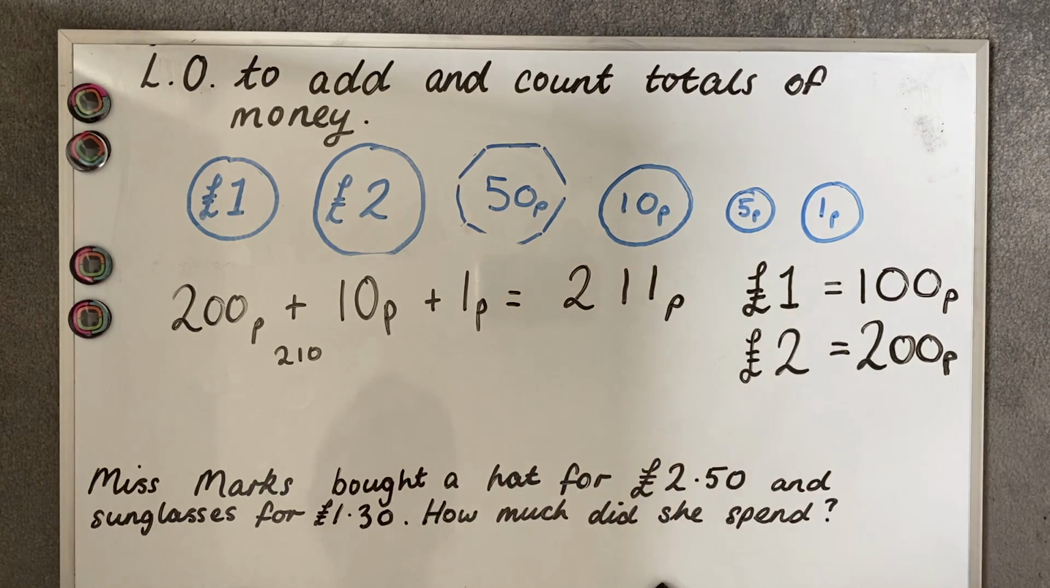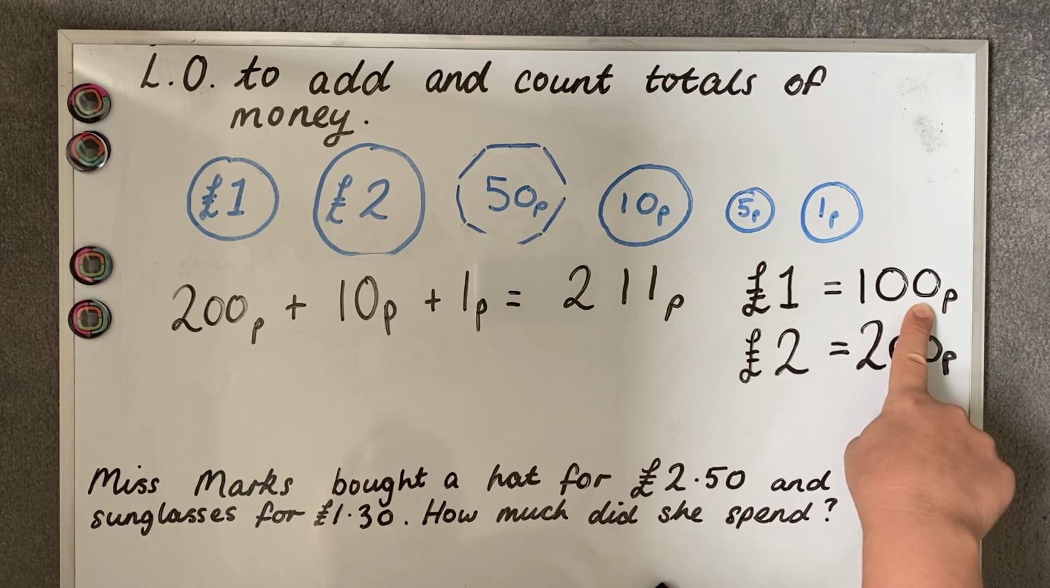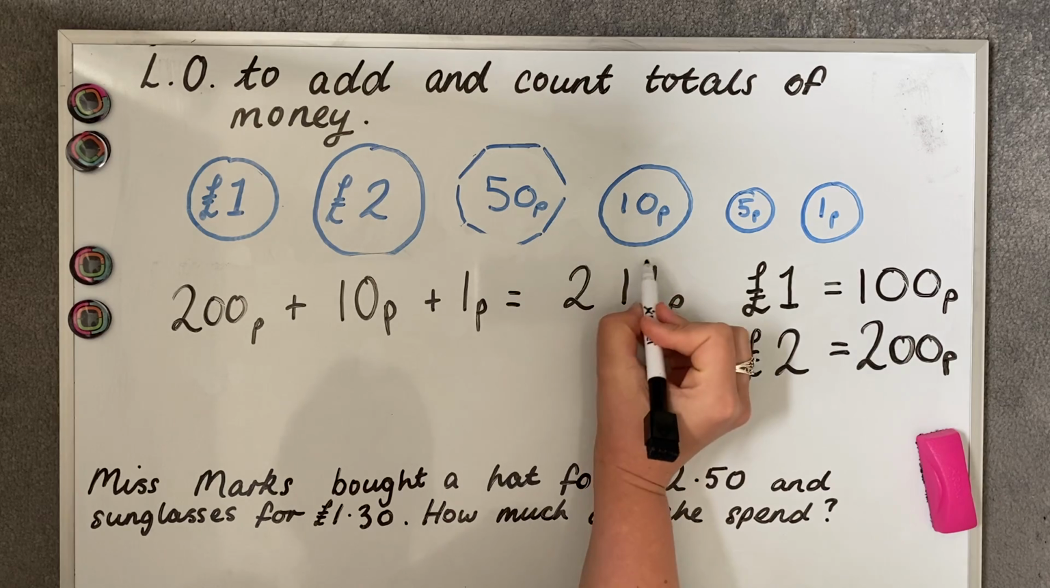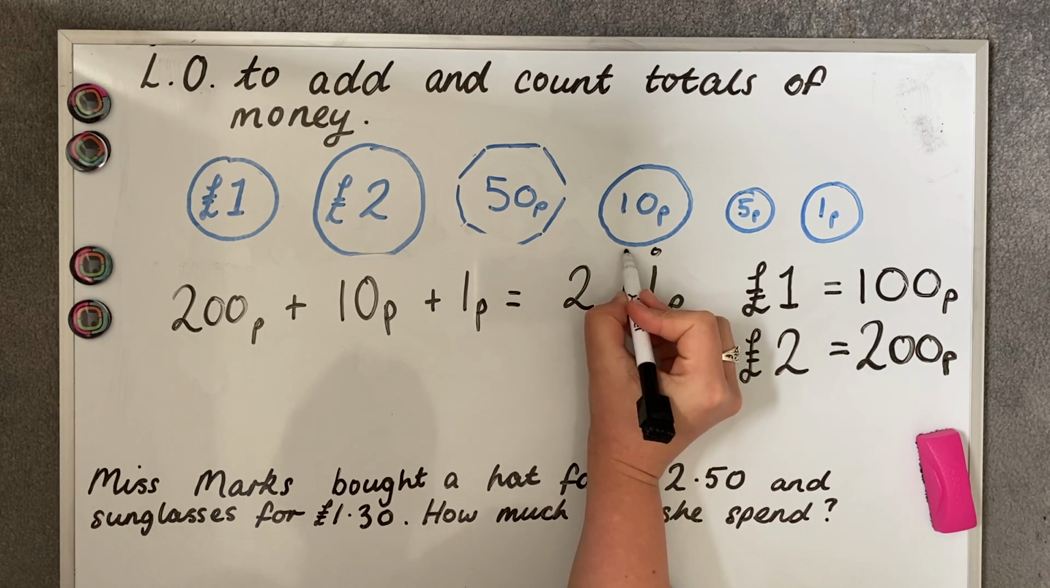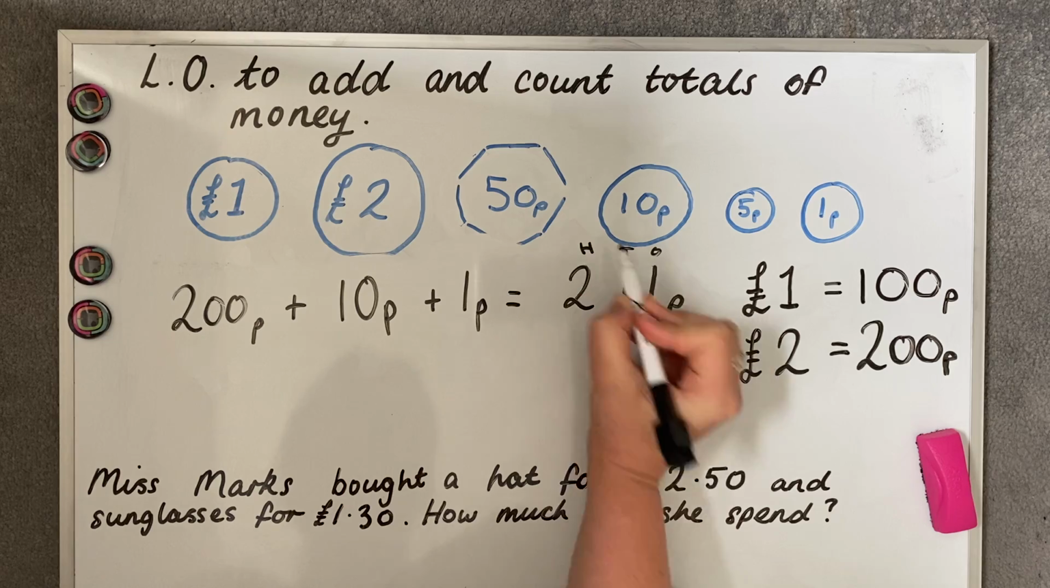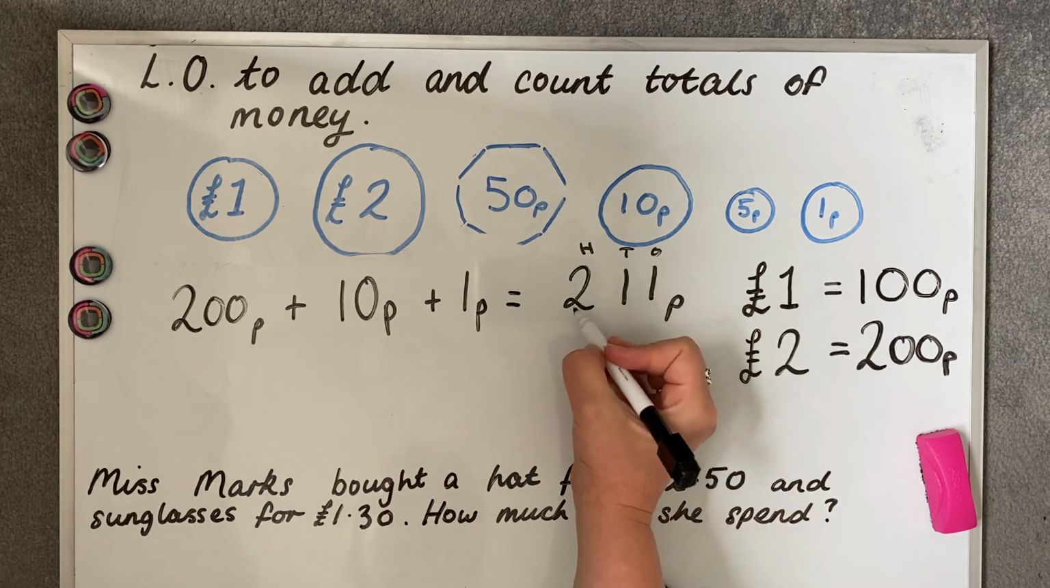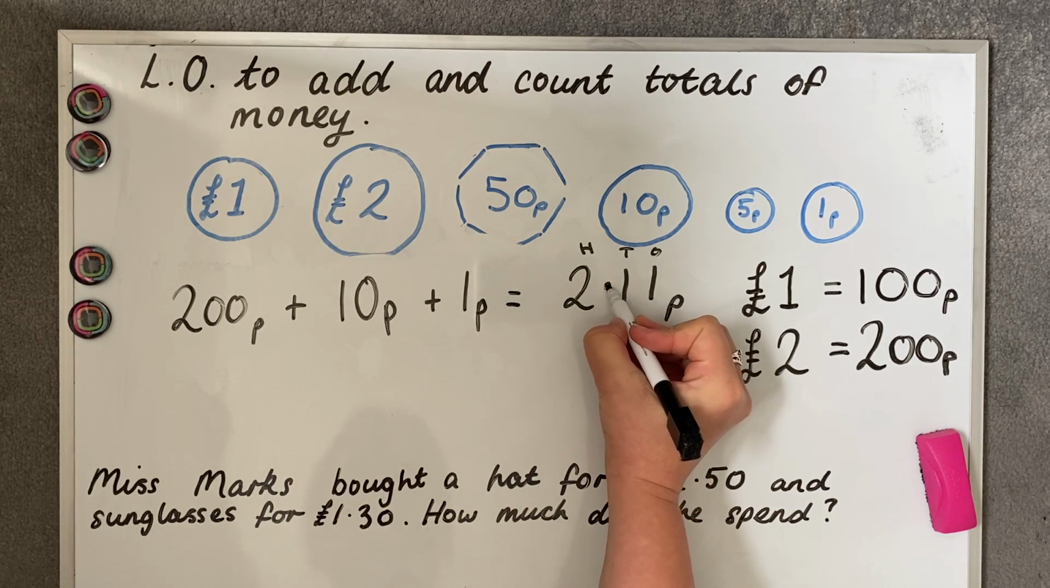211p. But as we know, we usually give money in pounds if it's over £1. If it's over 100p, we would usually write it in pounds. So we've got our ones number, our tens, and our hundreds. Where does our little dot, our decimal place, go? Who can remember? That's right, it goes after our hundreds number.